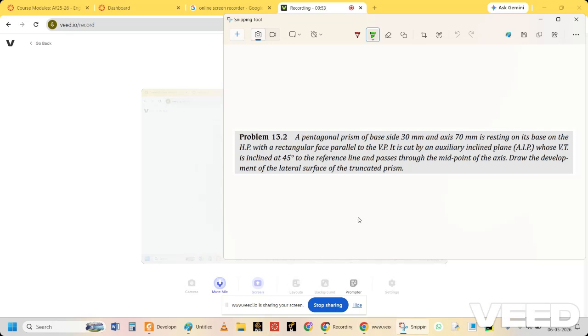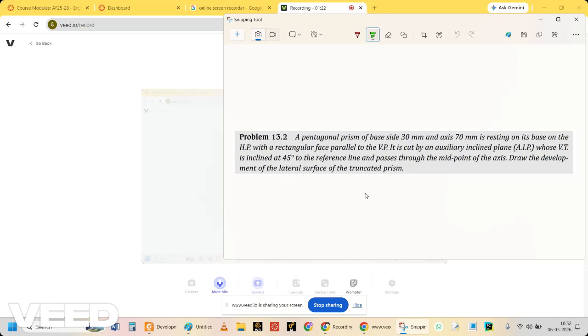Now the question says clearly it's a pentagonal prism. Totally 5 sides will be there. There will be a pentagon in the top as well as in the bottom. All the lateral surfaces are rectangular. So 30 mm side. They said that the pentagonal prism is resting on its base on the HP with a rectangular face parallel to the VP. Means the pentagon is supposed to be in such a way that one of its sides is parallel to the VP.